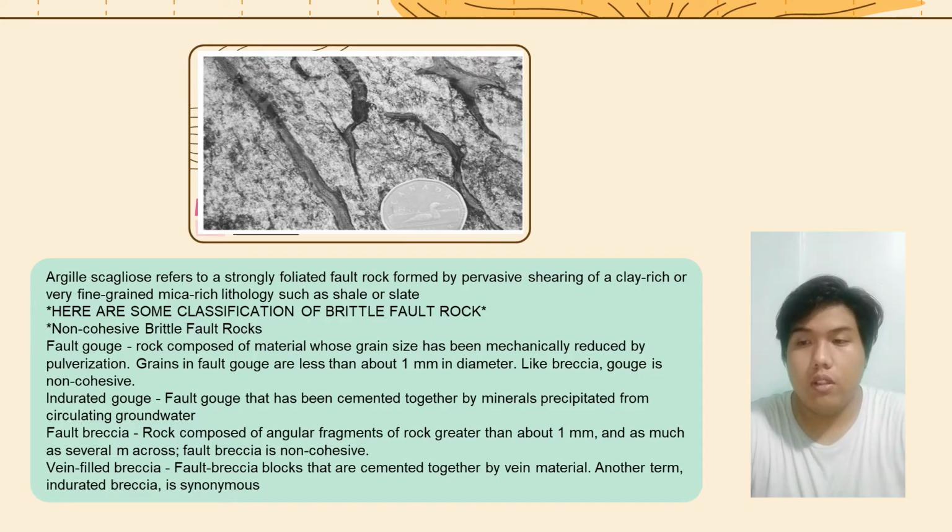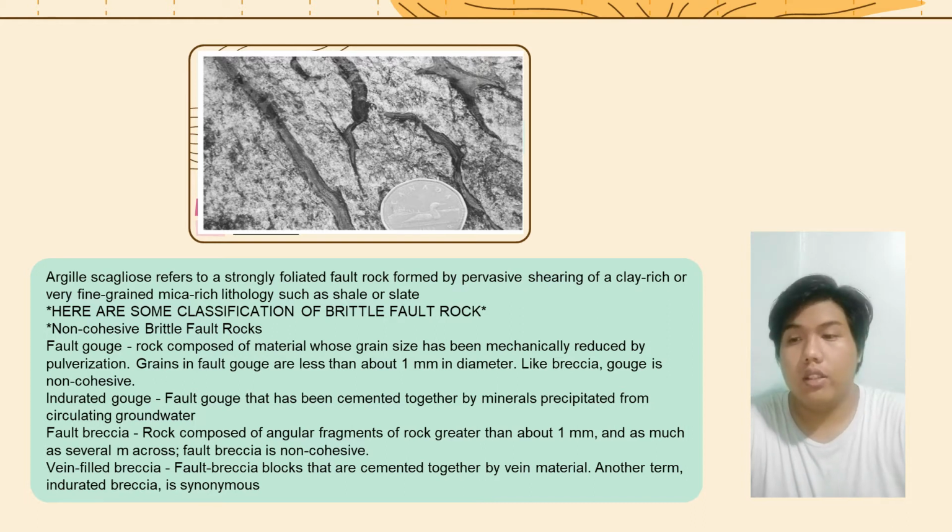Argillaceous mylonite refers to a strongly foliated rock formed by pervasive shearing of a clay-rich or very fine-grained mica-rich lithology such as shale or slate. So here are some classifications of brittle fault rock.